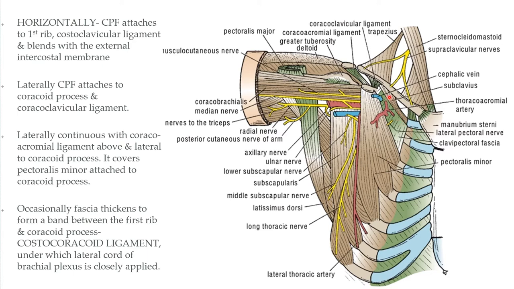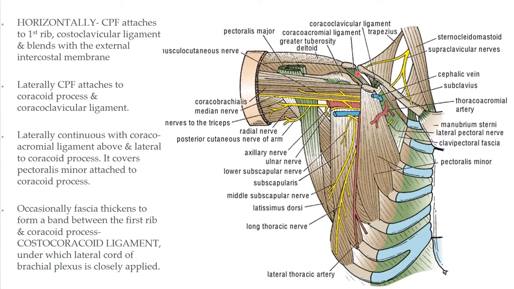Proceeding laterally towards the lateral end of the clavicle, we can see this process, which is the acromial process of the scapula. This represents the coracoid process of the scapula. In between the coracoid process of the scapula and the clavicle, you can see this green color structure, which represents a ligament named the coracoclavicular ligament.